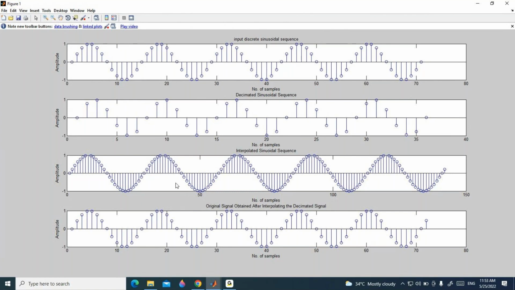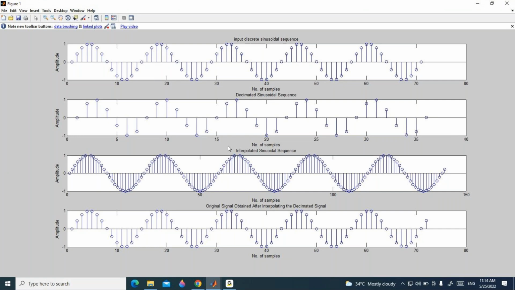The next one, the third plot, indicates the interpolation of the original signal by a factor of 2. In this original signal, between adjacent samples, we are inserting L minus 1 samples. Here L is equal to 2, so 2 minus 1 means 1 sample. Like this, by inserting 1 sample between 2 adjacent samples of the original sequence, we can obtain the interpolation by a factor of 2. The third plot indicates the interpolation of the original sequence.